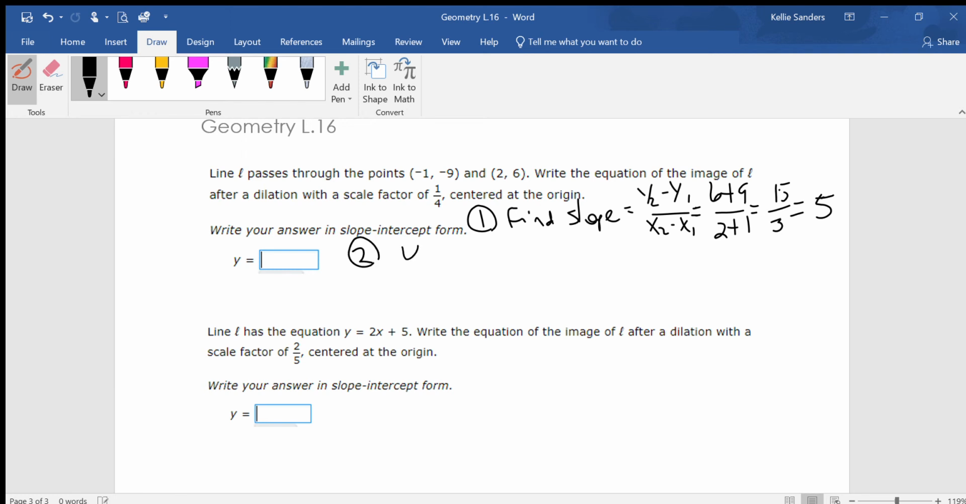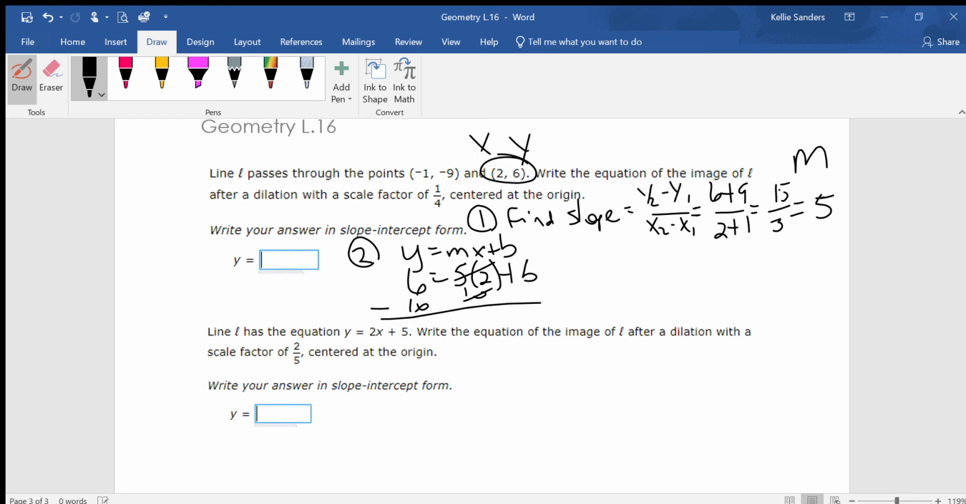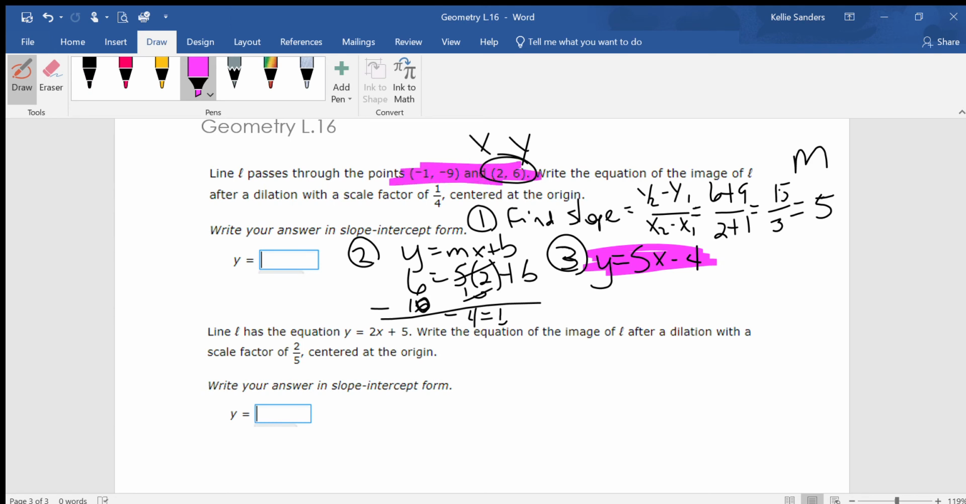Step 2. y equals mx plus b. We choose a point. I'm going to choose these positives. So this is y, and this is x, and this is m. So y is 6, m is 5, x is 2. We don't know b. 5 times 2 is 10. To get b by itself, I'm going to take that 10 away from that 6 and get negative 4. So b is negative 4. So step 3, our equation is y equals 5x minus 4. And this is the equation that those 2 points go through.